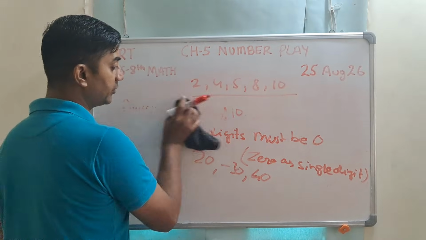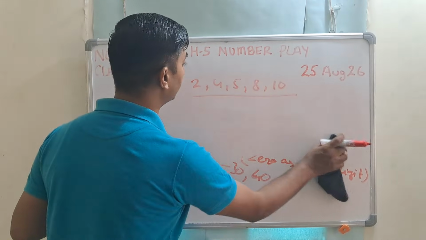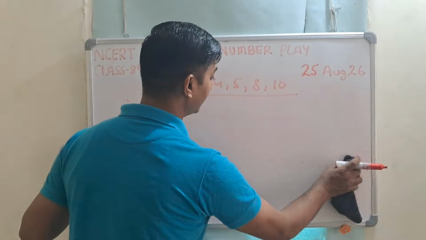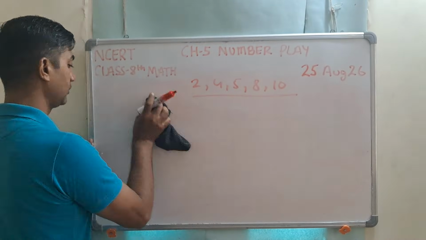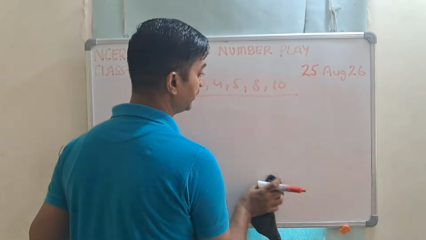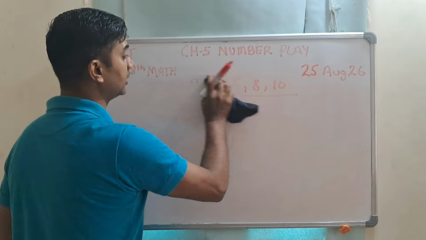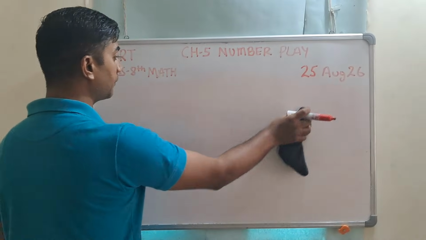So these are the divisibility rules of 2, 4, 5, 8 and 10, which we have already learned in our previous classes. Now we will check the divisibility rule of 9.